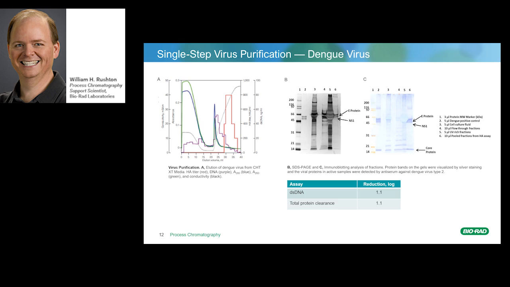Now we're going to show a virus purification of dengue virus on CHT-XT. On the left is the chromatogram showing the purification. On the right is SDS-PAGE, silver stain, and an immunoblotting assay that was performed on the fractions. The assays determined that there was a log reduction of 1.1 of the double-stranded DNA as well as the total protein clearance across this step, which was a single-step purification.